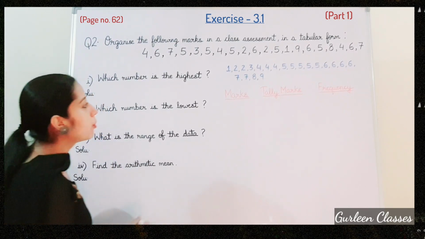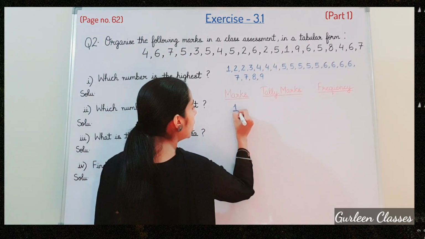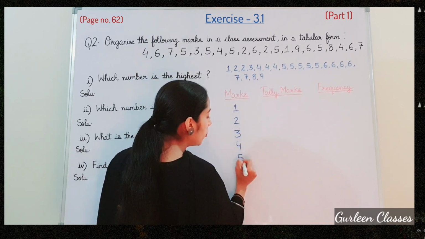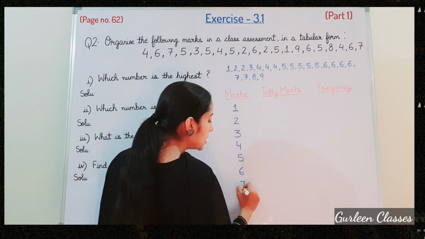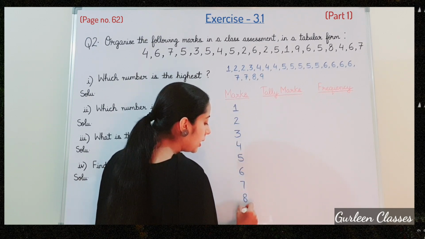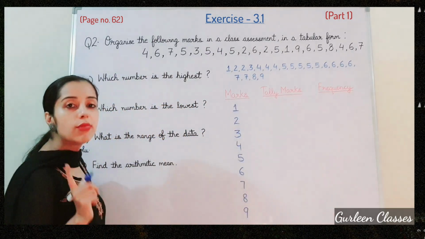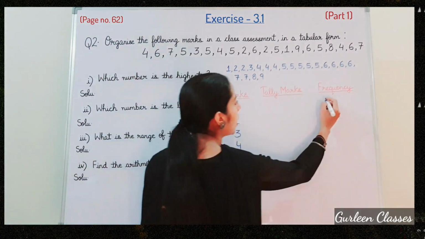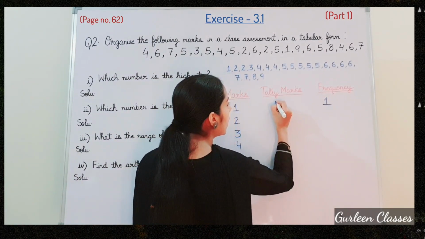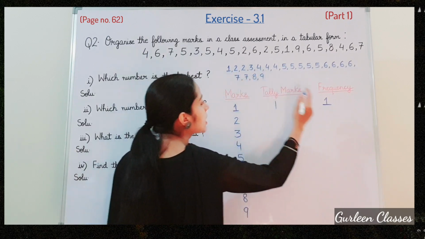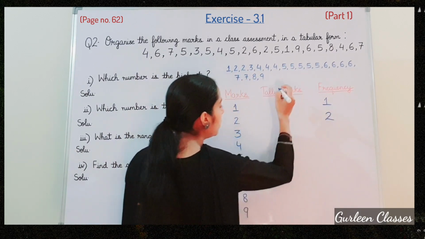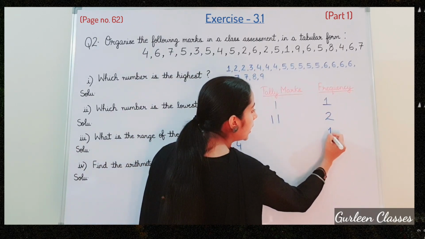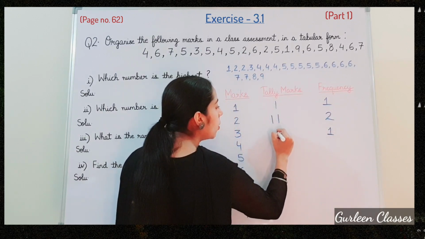So let us draw this tabular form. Marks are 1, 2, 3, 4, 5, 6, 7, 8 and 9. Tally marks for 1: 1 is coming how many times? One time. So the frequency of 1 is 1, and the tally mark for 1 is 1 vertical line. 2 is coming 2 times, so the tally marks for 2 are 2 vertical lines. 3 is coming only 1 time, so the tally mark for 3 is 1.